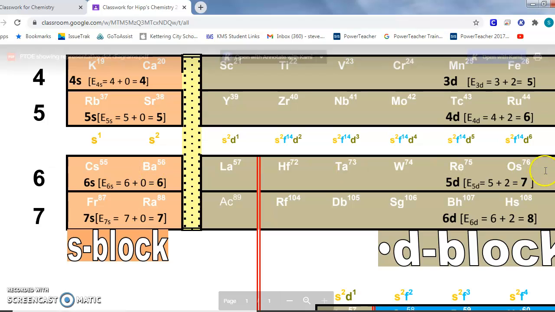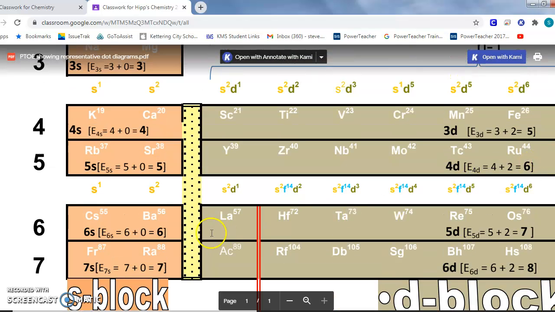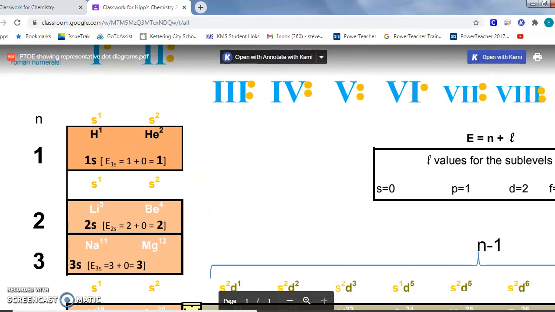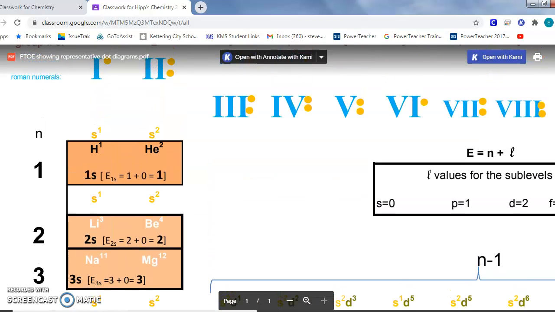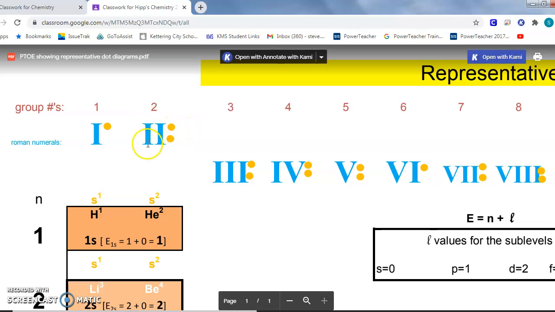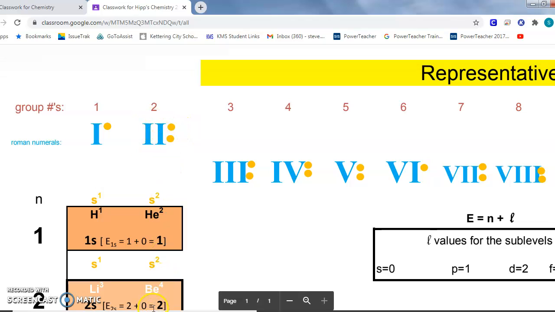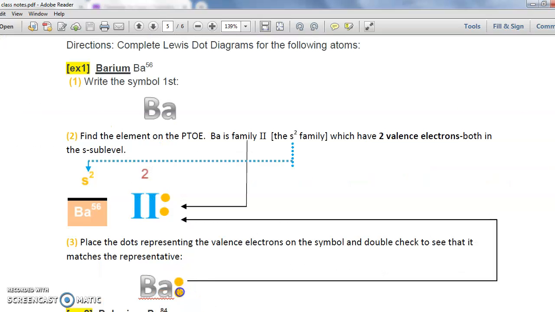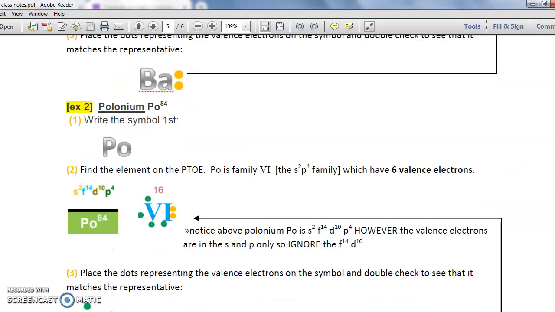You would write the symbol Ba. You know barium's in the second column of the S block, so it has 2 in the S. It has 2 valence electrons. Its dot diagram would be Ba with 2 dots. It would look just like this. Ba with 2 dots. It's in the second column. We saw this above; the representative diagram told you exactly how many it had.